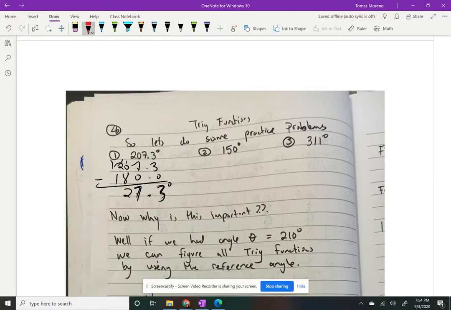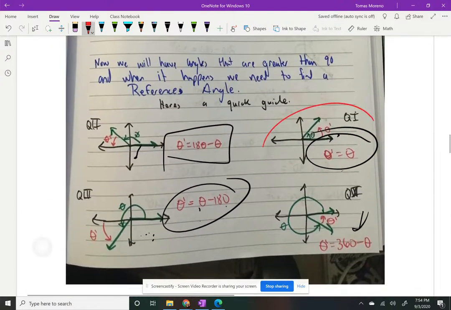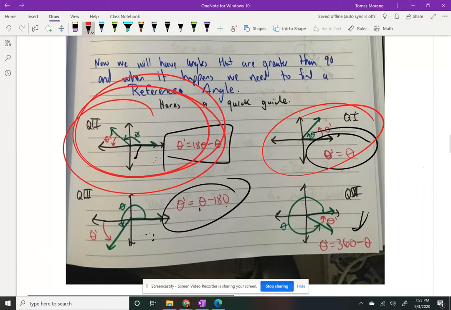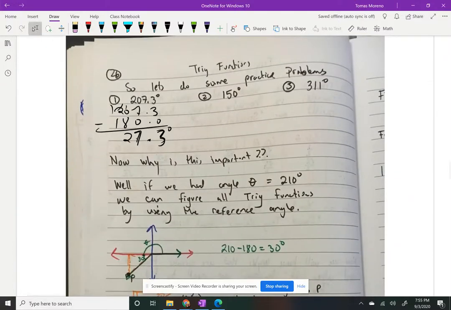Okay, next one. It's 150. So 150 is bigger than 90, so it's not quadrant 1, but is it bigger than 180? No, so it's actually in quadrant 2. So what do we do? We take 180 and subtract the angle given. So we go 180 minus 150, and our reference angle would be 30 degrees.